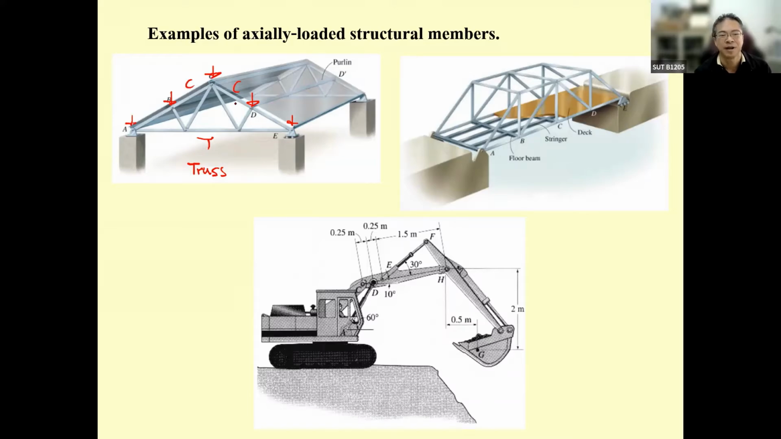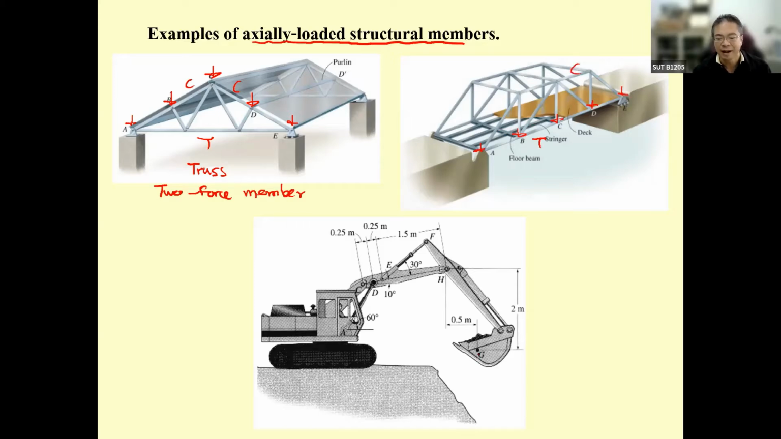These are the members. The members are two force members, if you remember from statics, and in this subject we may call them axially loaded structural members. The same thing over here. The force from the floor transfers to the floor beam, transfers to the stringer, transfers to the floor beam, and acts on the truss like this. By doing this, this one is going to be in tension and the top is going to be in compression.